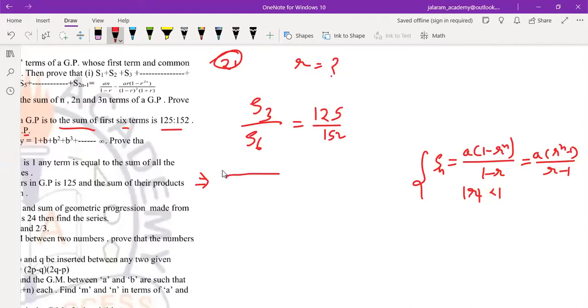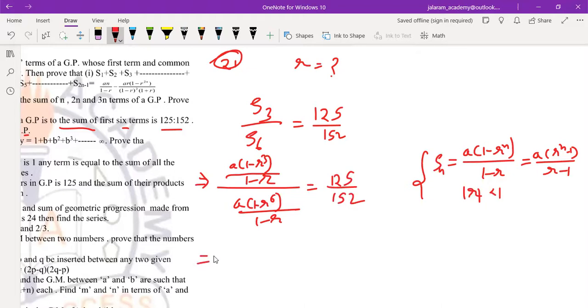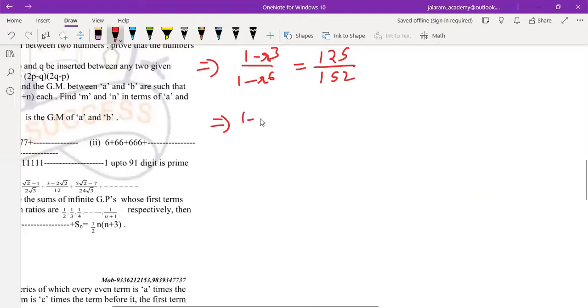So the sum of 3 terms will be A into 1 minus R cube over 1 minus R. The sum of 6 terms will be A into 1 minus R to the power 6 over 1 minus R, which is equal to 125 upon 152. So 1 minus R and 1 minus R will be cancelled out from the denominator, and A and A will be cancelled out from the numerator. So 1 minus R cube upon 1 minus R to the power 6 remains, which is equal to 125 upon 152.